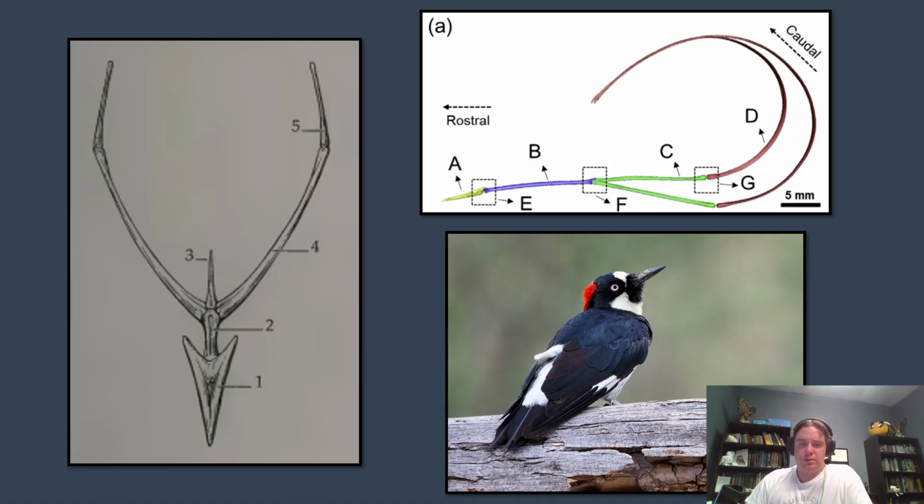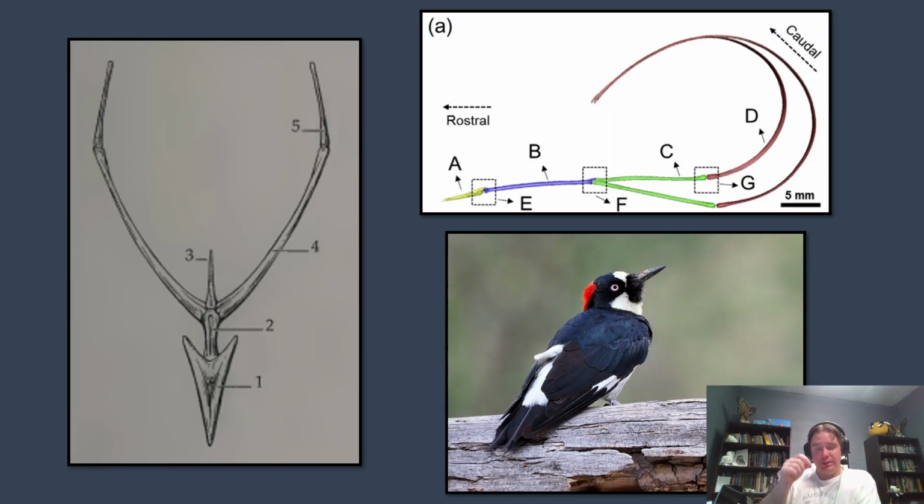But what this does is it creates an incredibly long structure that can then stick very far out of the mouth of the woodpecker and probe into cavities for insects. And so something like a northern flicker, for example, you'll see them on the ground poking around, and what they're doing is shoving their tongue down into ant nests, and they're pulling ants out with their tongue.